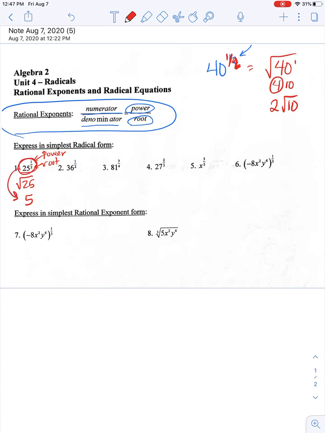And I would love for you to be able to go straight from here to here once you're comfortable. So again, this would mean the square root of 36, which is 6. Okay, so let's look at number 3.